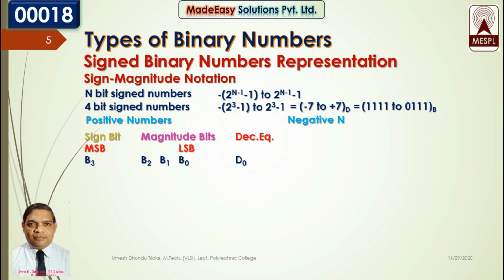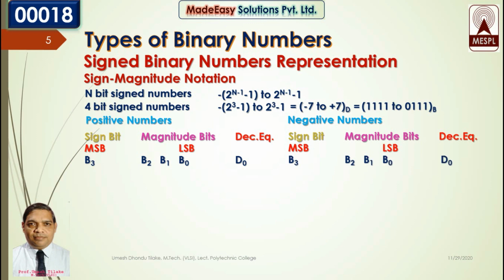Similarly we will write negative numbers here. Here also 1 bit is sign bit and remaining bits are magnitude bits. We will also write its decimal equivalents. The sign bit is MSB, which is B3, and remaining bits B2, B1, B0 are magnitude bits, and D0 is the decimal equivalent digit. So first we will write positive numbers.